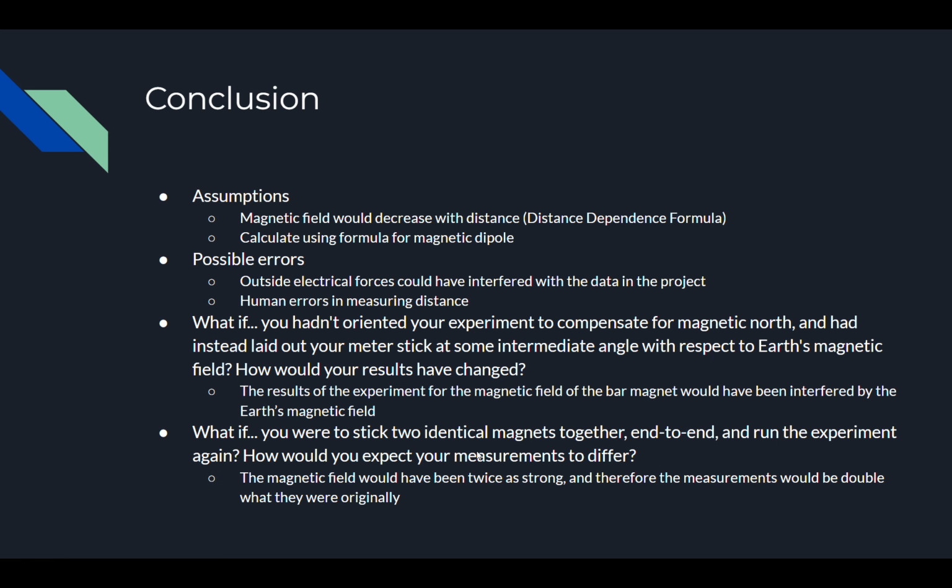Then what if you were to stick two identical magnets together and run the experiment again? Well, this would have caused the magnetic field to be twice as strong. However, the direction of the magnetic field would go in the same direction. And then the measurements would be basically double what they were originally. And that concludes the experiment. Thank you for listening.